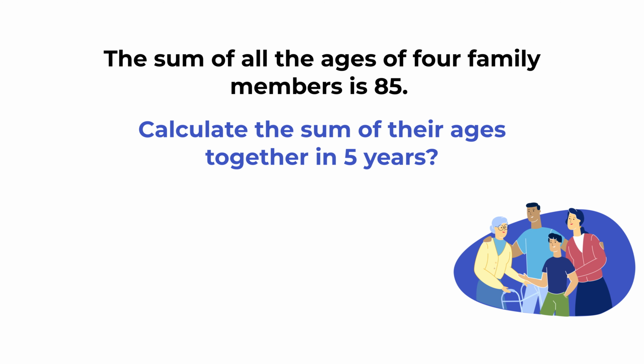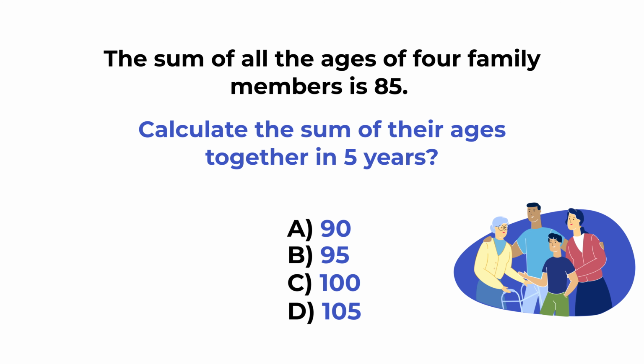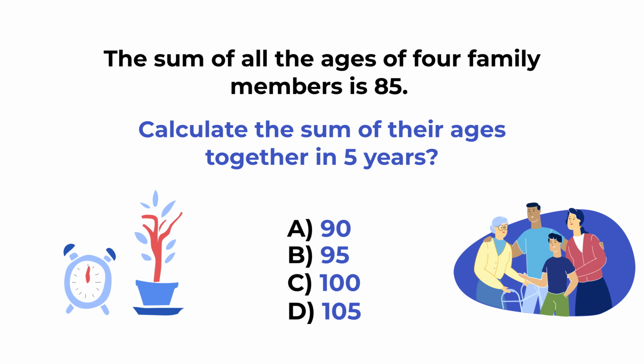And you're presented with 4 different choices. Choice A, 90. Choice B, 95. Choice C, 100. And choice D, 105. Do you see the answer? Give yourself 20 to 30 seconds to see if you can come up with the solution. Ready or not, I'm moving forward to get to the correct solution together.